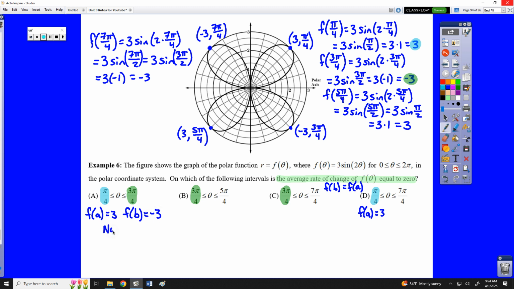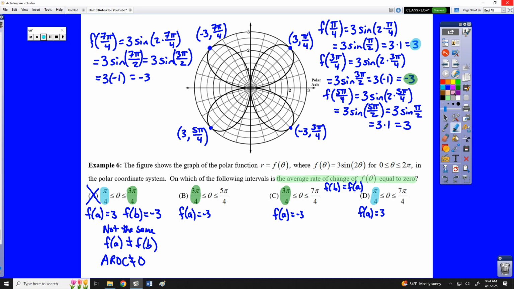Those are not the same. So f of a does not equal f of b, which means the rate of change is not equal to 0. All we're looking for is where these are the same. So here this would have our f of a equal to -3 for both of these, because that's the output for 3 pi over 4.